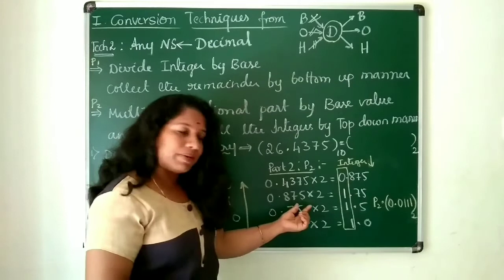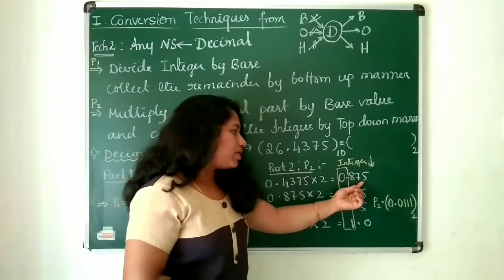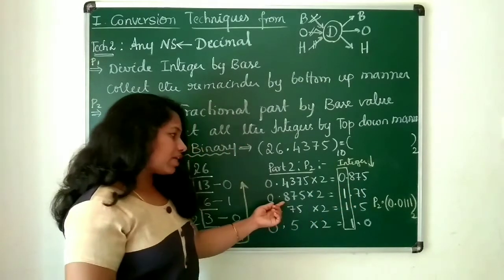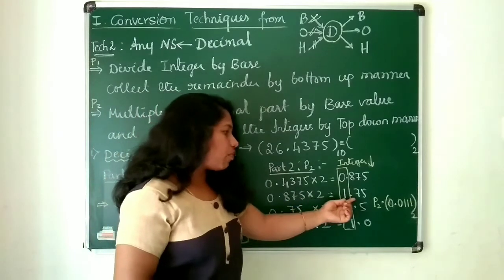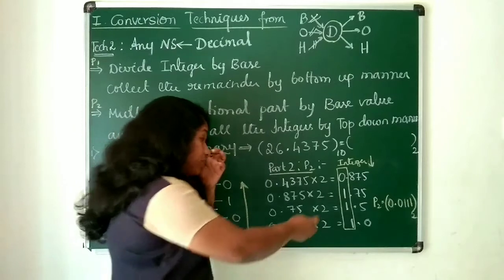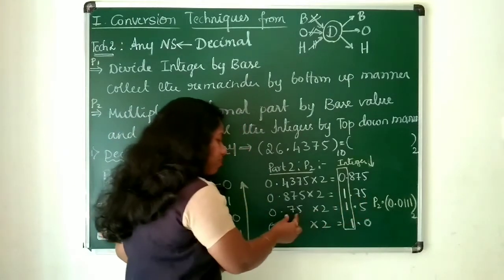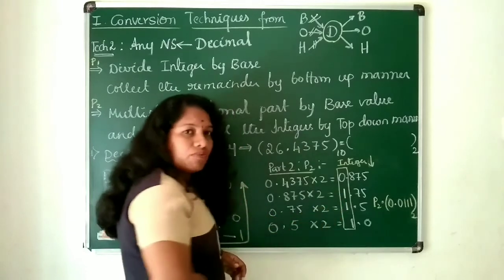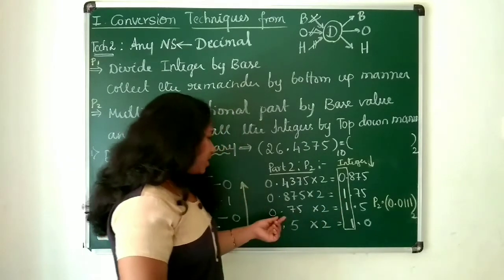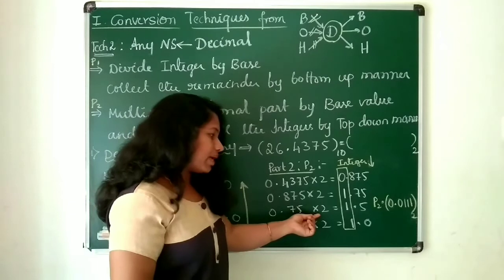So here 0.875 is the fractional part, multiplied by 2 to get the answer 1.75. Here what you need to do? You need to take only the fractional part for the next multiplication. You need to leave this integer value. So I have taken 0.75 multiplied by 2. You will be getting 1.5.